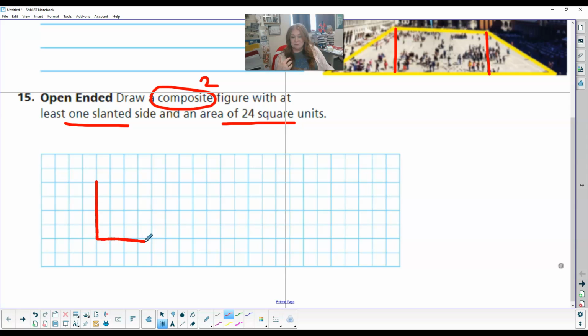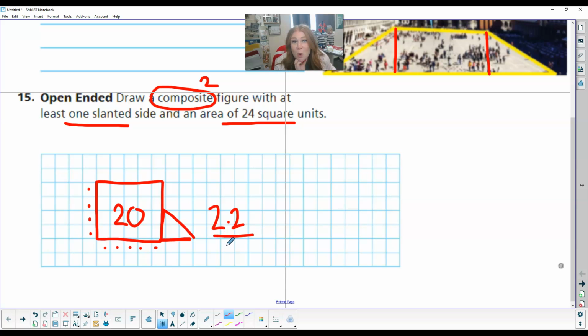So if I'm just going to draw a random one here, and then say I'm going to add on this triangle piece, I'm just going to see how close I am to 24. So I'm 1, 2, 3, 4, 5 by 1, 2, 3, 4. And then this is 2 by 2, 2 times 2, it's 4. Oh my gosh, I was so close, but I have to cut it in half, which is 2, so I made mine 22.